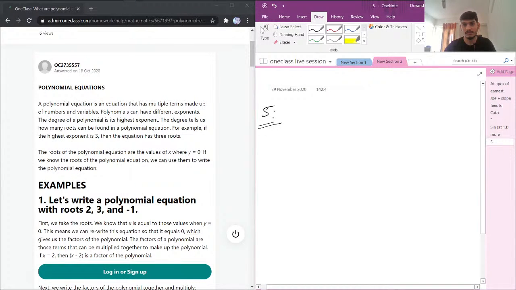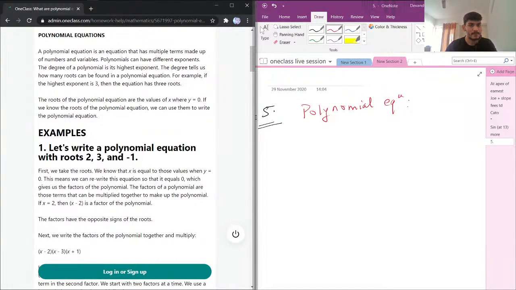Polynomial equations. So a polynomial equation is an equation that has multiple terms made up of numbers and variables. Polynomials can have different exponents. The degree of a polynomial is its highest exponent. The degree tells us how many roots can be found in a polynomial equation. For example, if the highest exponent is 3, then the equation has 3 roots.